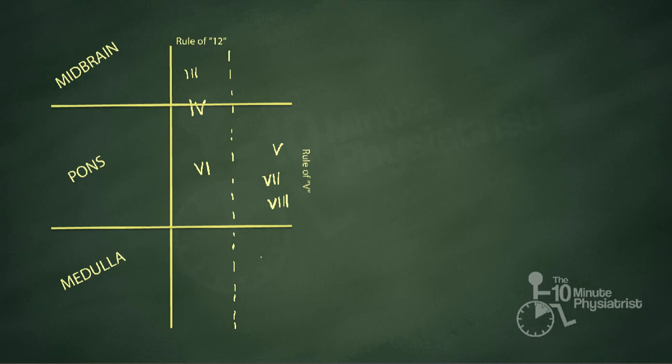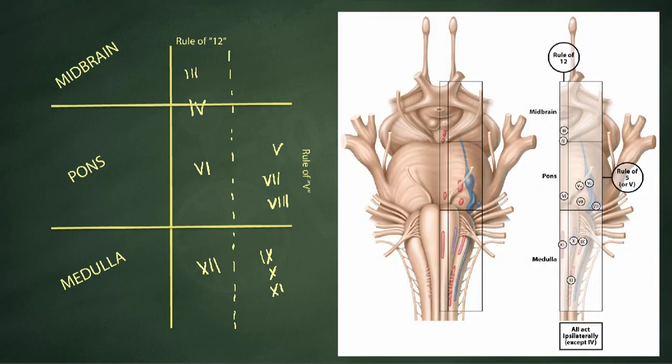So we now move down to the medulla for 9, which doesn't go into 12. So 9 is going to be a lateral medullary nucleus, as is 10 and 11. And then finally, cranial nerve 12 brings us back over to the midline, because you can divide 12 into itself. So that's a very simple way of remembering the cranial nerve nuclei. Now I'll show you what it looks like in the actual anatomy.